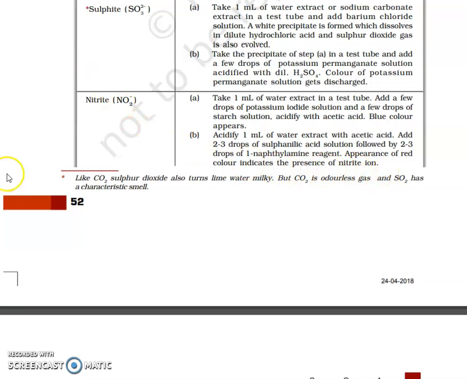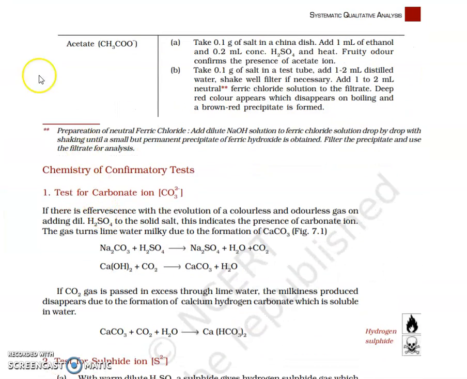So like carbon dioxide, sulfur dioxide also turns lime water milky, but carbon dioxide is a colorless gas and sulfur dioxide has a characteristic smell. Now acetate. Take 0.1 gram of salt in a china dish. Add 1 ml of ethanol and 0.2 ml of sulfuric acid and heat. Fruity odor confirms the presence of acetate ion.